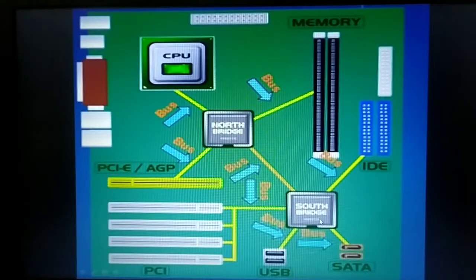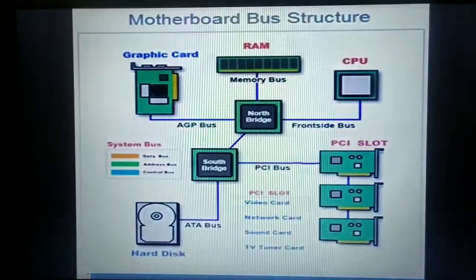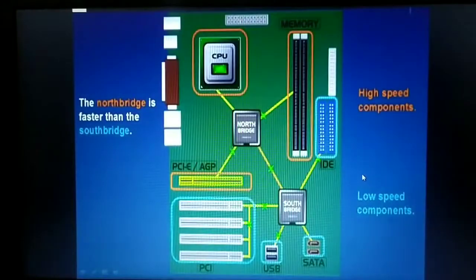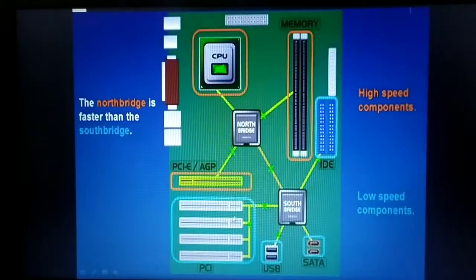The data transfer in the south bridge is quite slow comparatively to the north bridge. The south bridge handles the slower components like the video card, hard disk drive, CD-ROM drive, USB port, or the BIOS. In this case there is no direct connection between the CPU and the lower components.